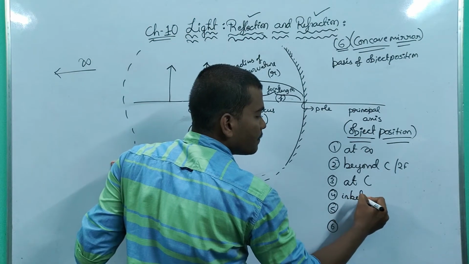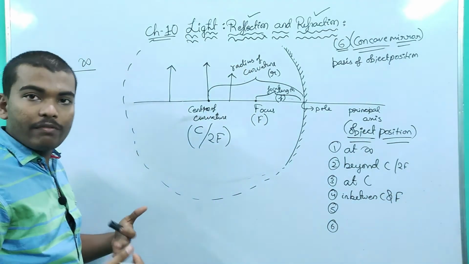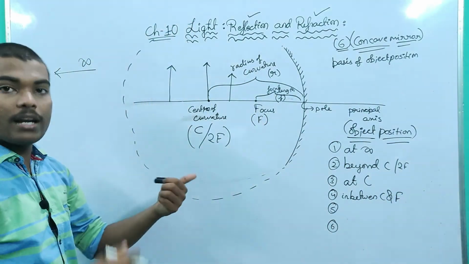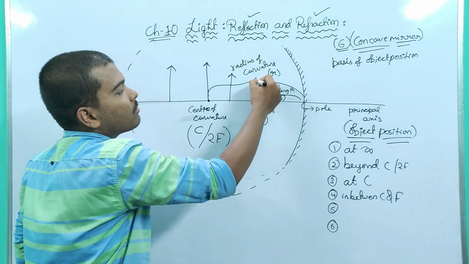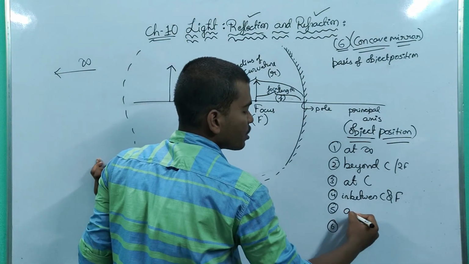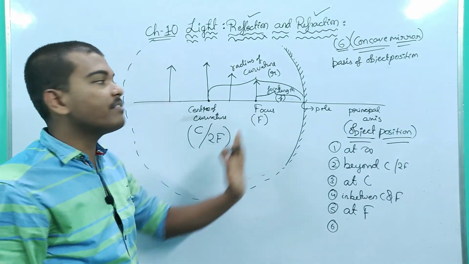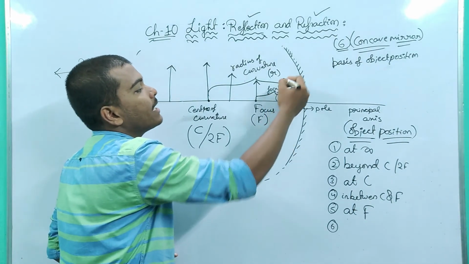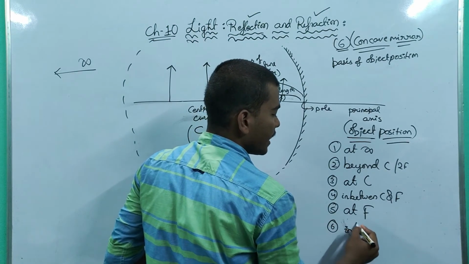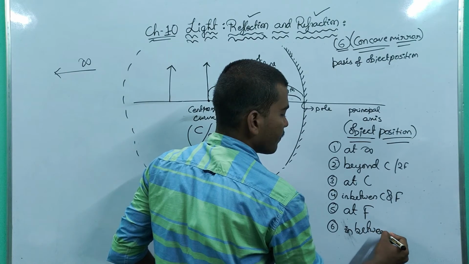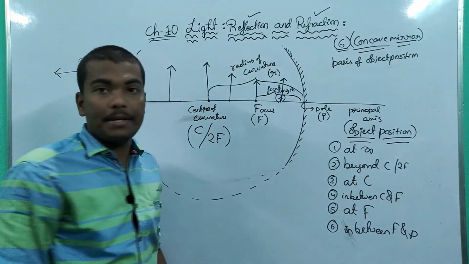in between C and F. In between F and 2F also you can write, no need to have confusion, I will write it as C further. Now again it is shifted, and the position now came to focus. So the 5th position we are going to write at F. Again, if that goes on further, the object will stand in between focus and pole. The sixth position is in between F and P. The pole can also be denoted as P.